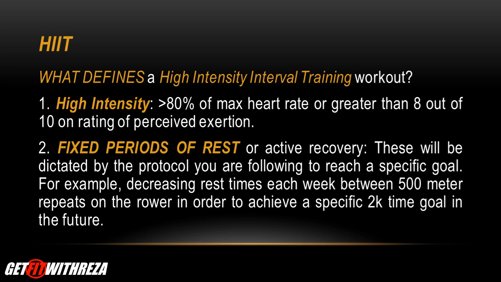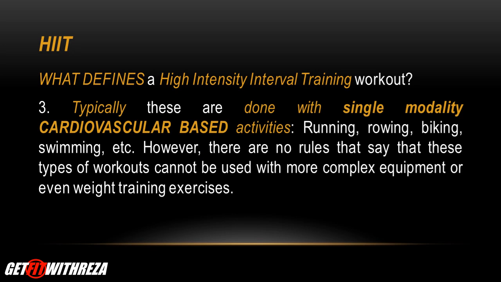Typically, HIIT is done with single modality cardiovascular based activities like running, rowing, biking, swimming. So if you're true to the HIIT definition, you will be doing mostly cardiovascular based activities, not so much weights, not so much squats and lunges, but stuff dealing with running, rowing, biking, and swimming.